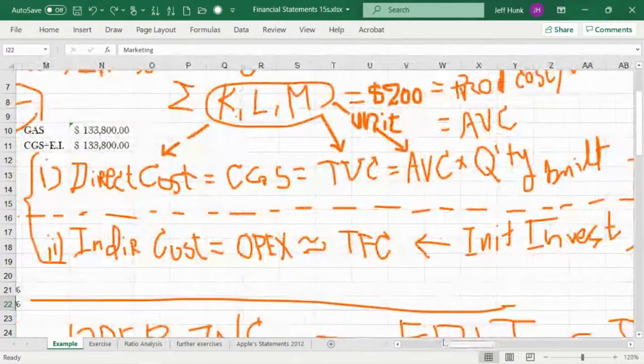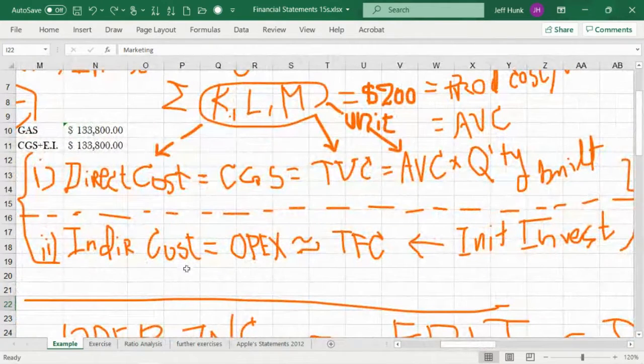So all of those are operating expenses, which are fixed cost or indirect cost. But the fixed cost is not exactly the same thing as operating expenses, right? Because the focus of the fixed cost is a little different.